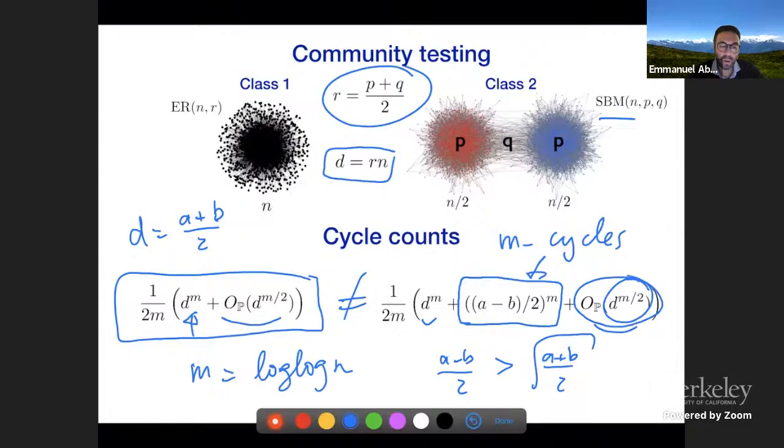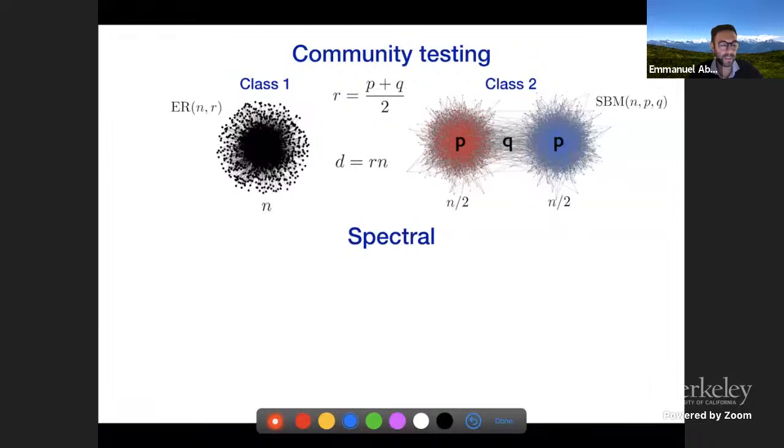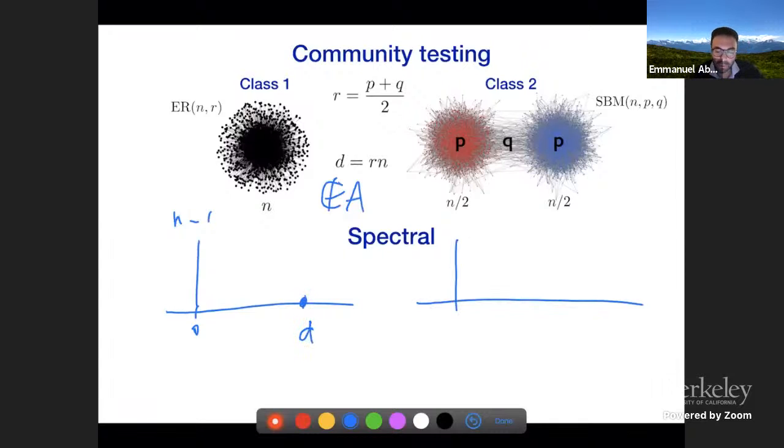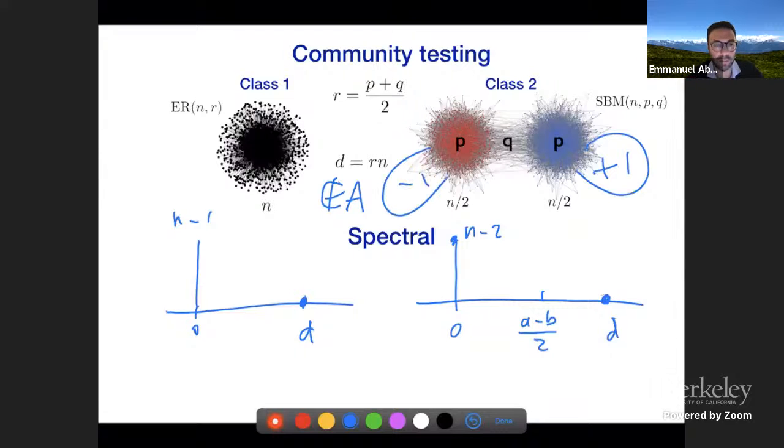Okay. Another way to approach this problem is through a spectral algorithm. If you look at the adjacency matrix A of the graph, let's look first at the expectation of A. In the Erdős–Rényi model, you have an eigenvalue of 0 with multiplicity n minus 1, and then an eigenvalue of d with multiplicity 1. In expectation for the block model, you have the eigenvalue 0 with multiplicity n minus 2, because it's a rank 2 matrix now. Still the d for the Perron eigenvalue as before. And then here you have (a minus b) by 2, which is the eigenvalue of the communities, corresponding to +1 on this community and -1 on the second community.